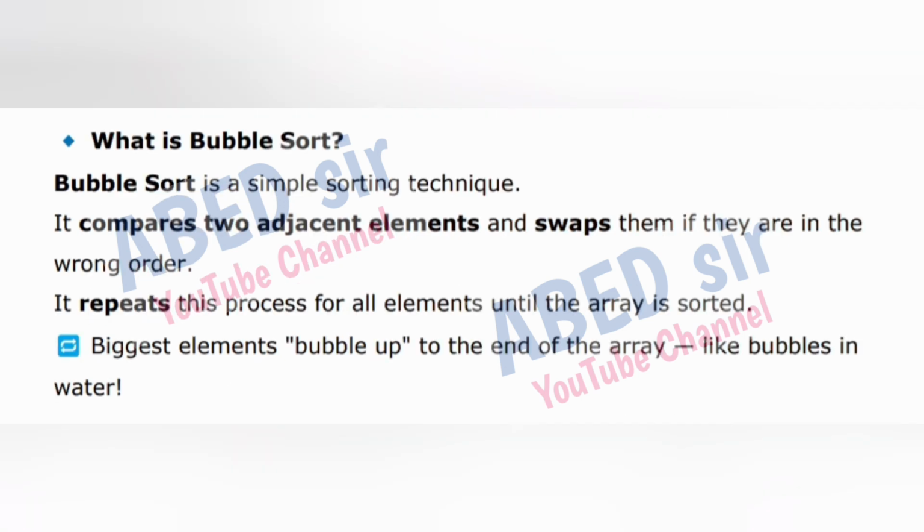What is bubble sort? Bubble sort is a simple sorting technique. It compares two adjacent elements and swaps them if they are in the wrong order. It repeats this process for all elements until the array is sorted. Biggest elements bubble up to the end of the array, like bubbles in water.